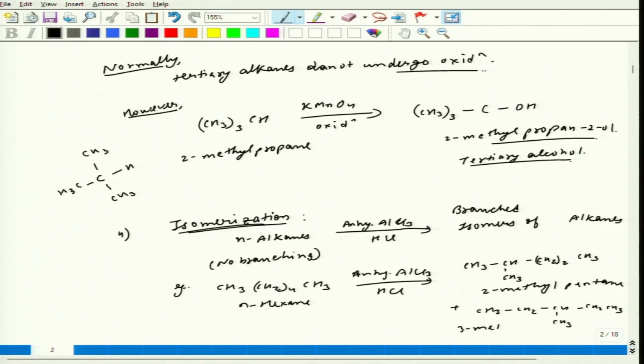This is 3-methyl pentane. That means, simply, normal alkanes on reaction with anhydrous AlCl3 and in the presence of HCl can be converted into branched isomers of alkanes. Branching can be introduced, so hexane can be converted to 2-methyl pentane or 3-methyl pentane. Do you remember what anhydrous means? Anhydrous means no water; it does not contain any water molecule. So, anhydrous AlCl3 means without water, and in the presence of HCl we can form the branched isomers of alkanes. The next chemical property we will discuss is aromatization.